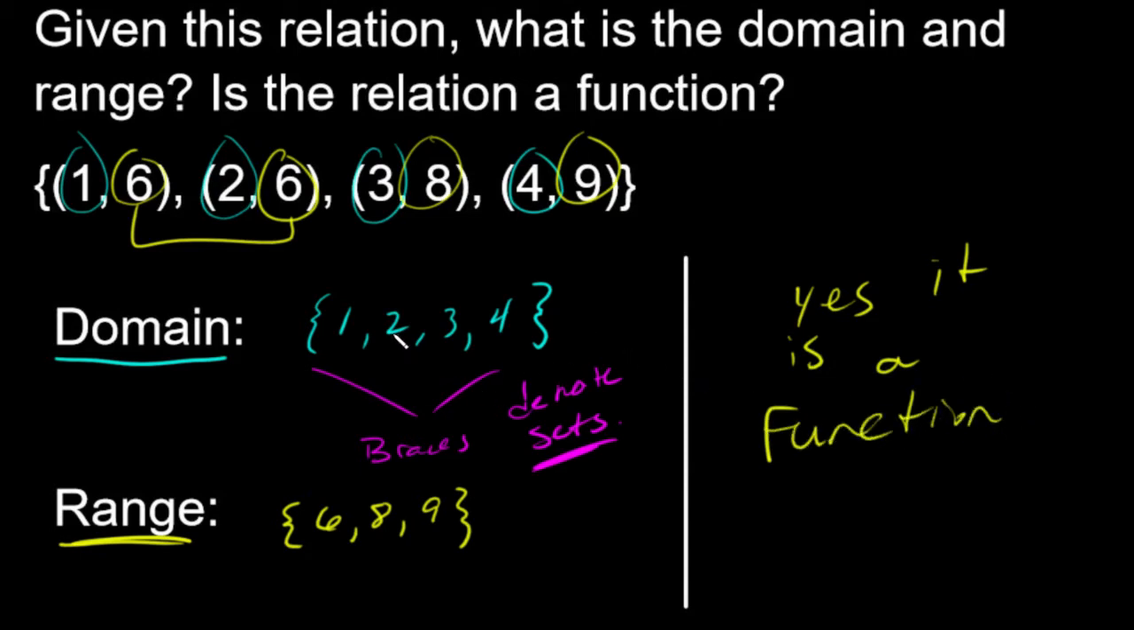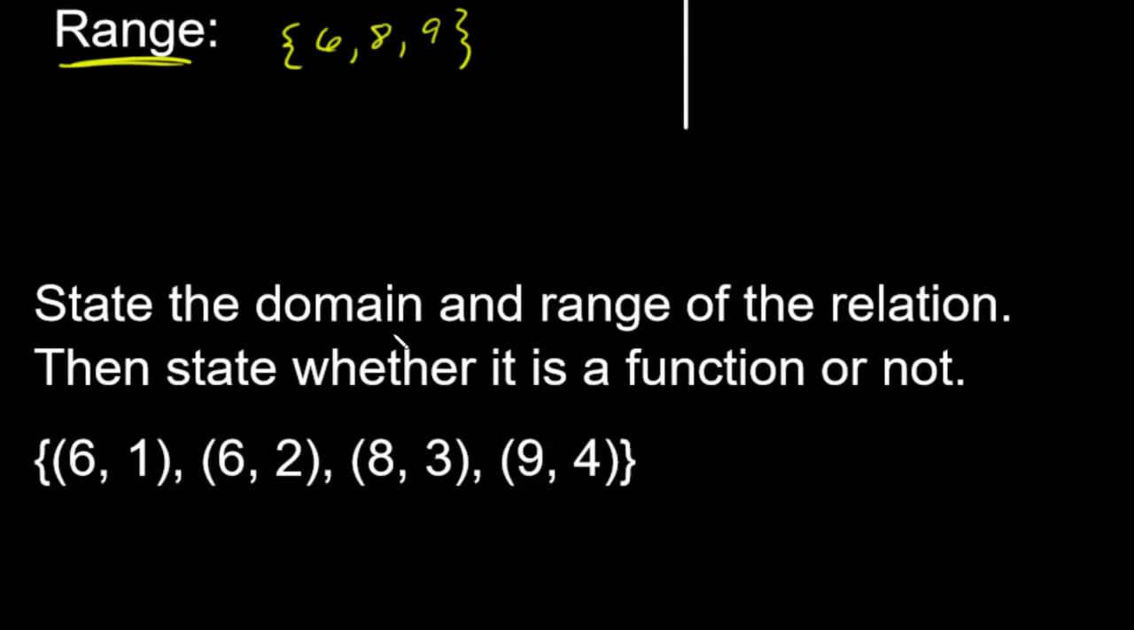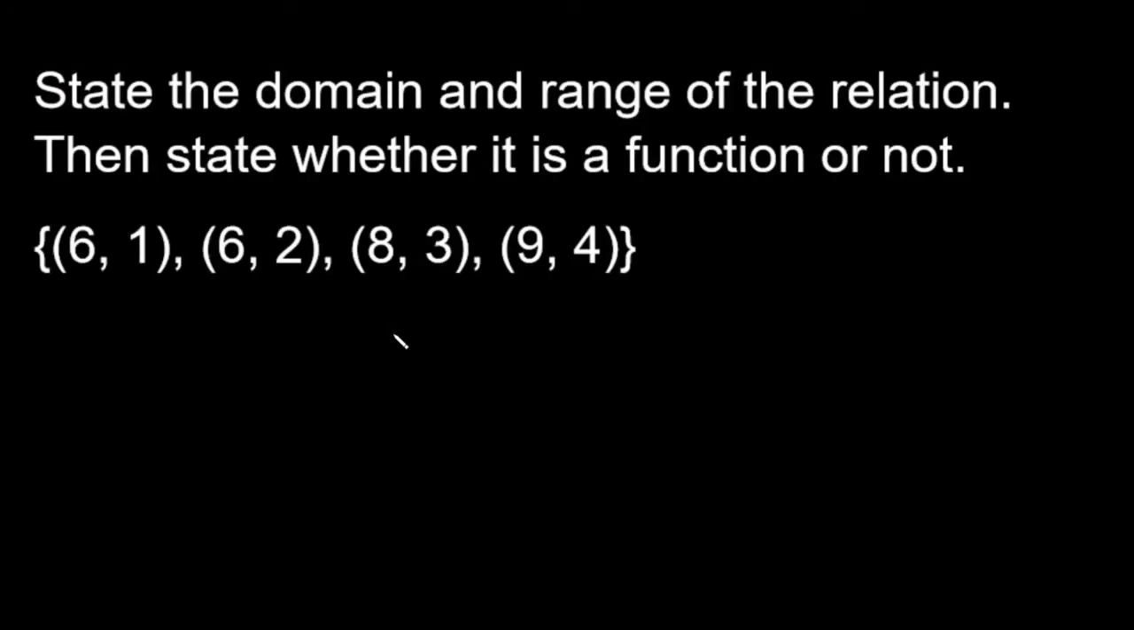All right. Moving on. State the domain and range of the relation, then state whether it's a function or not. Exactly the same thing. So why don't you guys try to tackle this one? Find the domain, find the range, write them out as sets, and then state whether it's a function or not. All right, pause the video and go.